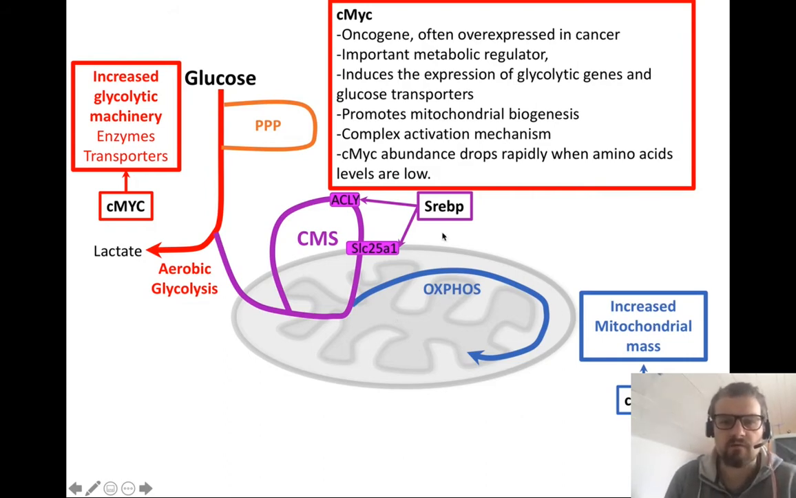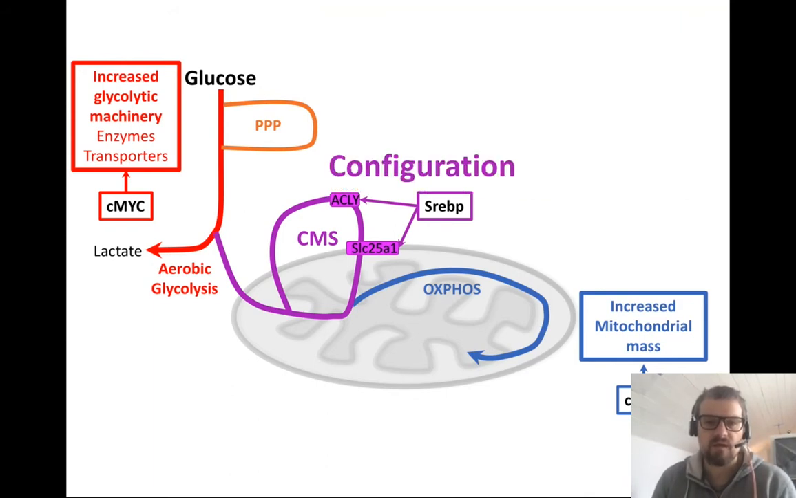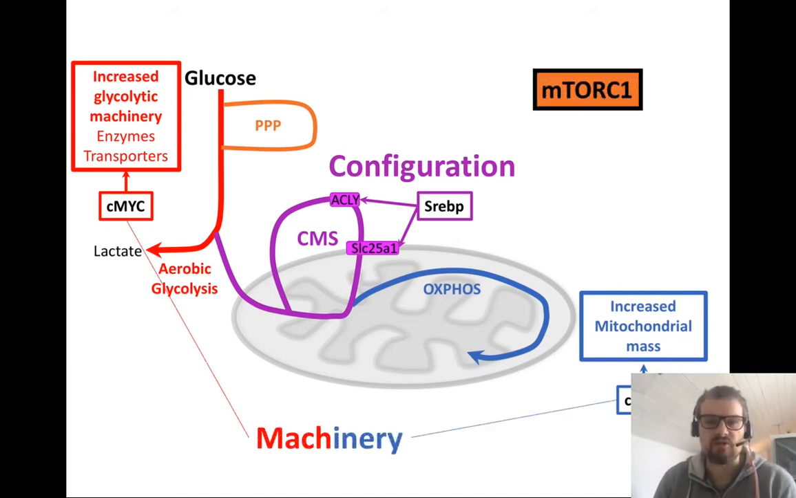Again, it's a complex mode of activation, but one key thing to know is that c-MYC abundance drops rapidly when amino acid levels are low. So this means that the NK cells are quite sensitive to amino acid deprivation, in particular glutamine deprivation actually. So the SREB seems to be controlling the configuration, whereas the c-MYC is controlling the machinery.